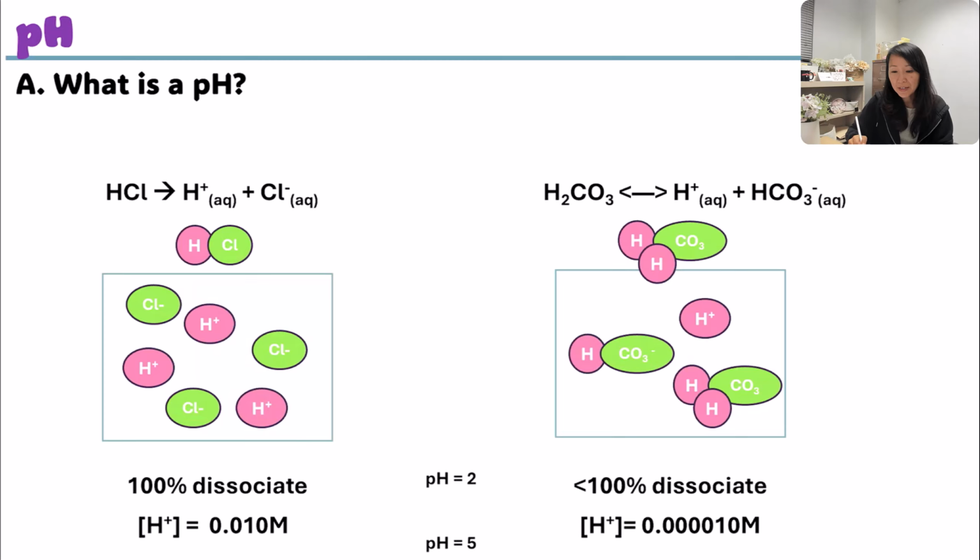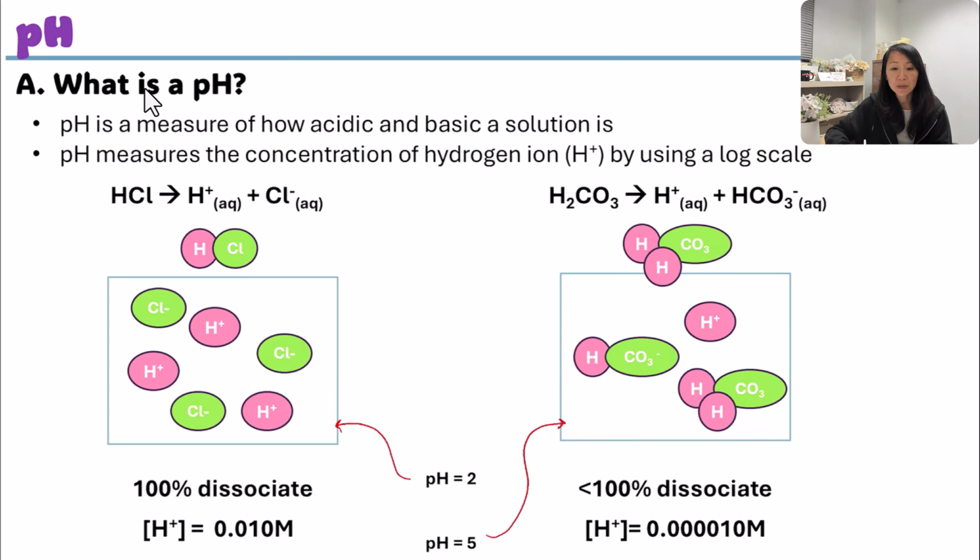I'll tell you this. It will be this one. This one will have a pH of 2. And this one will have a pH of 5. So how do we get this? If you look at the definition, it says pH is a measure of concentration of hydrogen ion, H plus, by using a log scale, which means there's probably an equation to go with this.